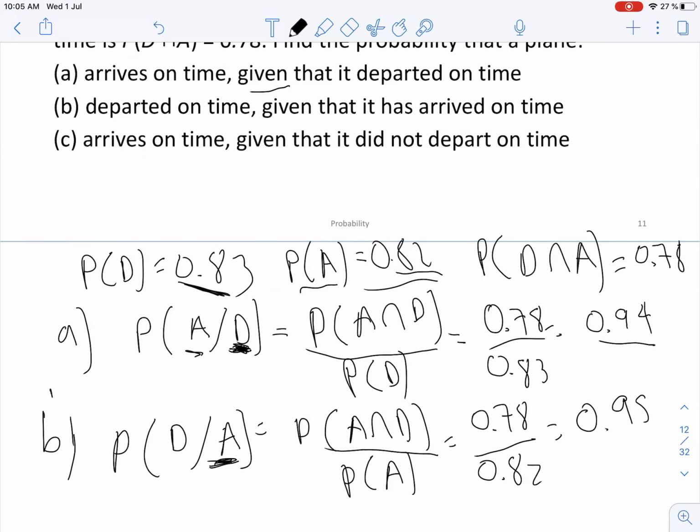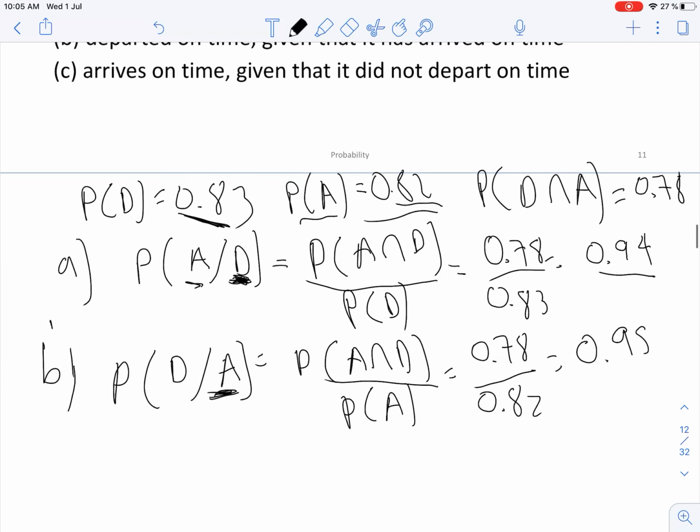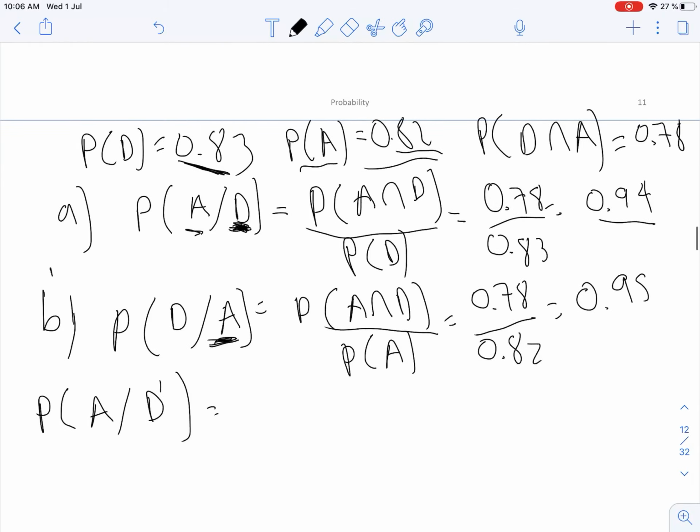The plane arrives on time, given that it did not depart on time. So that's the probability of A, arrives on time, given that it did not depart on time. That's the complement of D, because it didn't depart on time. That's a conditional probability using a complement. So the way to find this is the probability of A intersection D complement, which we don't know yet. We don't know this intersection yet, over the probability of D complement.